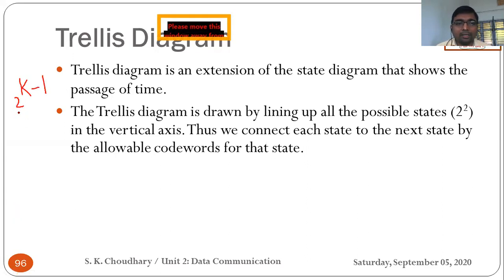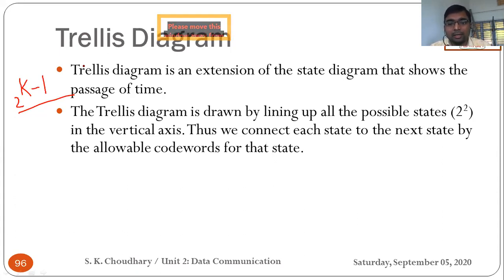So capital K is the constraint length. Whatever example we have taken has constraint length 3, so 2 to the power 3 minus 1, that is 2 to the power 2. How many states are possible in our example? It is 4. So in the trellis diagram, we line up all the possible states, that is 4, on the vertical axis, and we connect each state to the next state by the allowable code word for that state. And I want to ask all of you to be ready with your pen and notebook, otherwise you would not understand this topic.